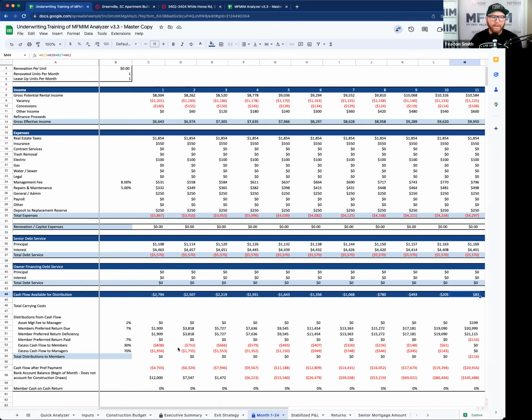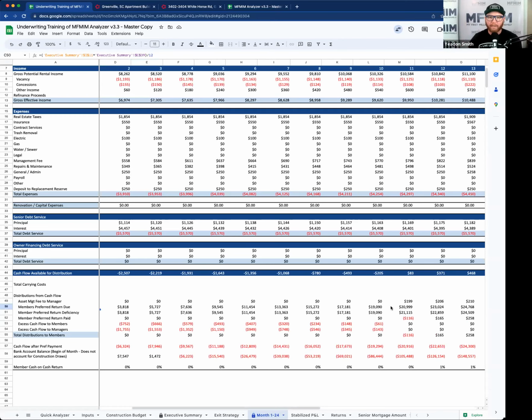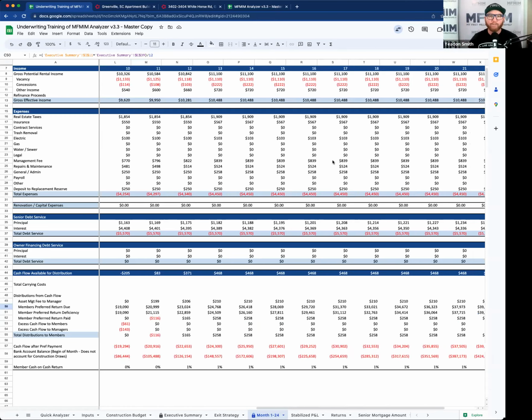Now we can see right here with the information we have set for the investors paying a 7% preferred return, there is no cash left over to pay that return. So that 7% is just stacking up. It is accruing until the property can pay it. And it just keeps stacking up and stacking up. Even when this property is fully stabilized, we're only clearing $468 a month after operation costs and after debt service.